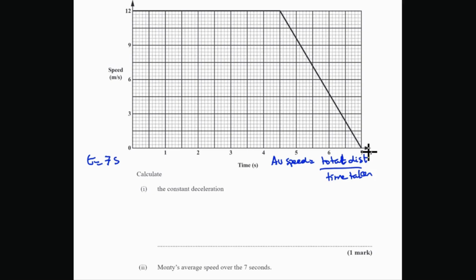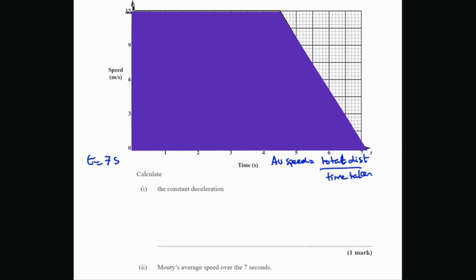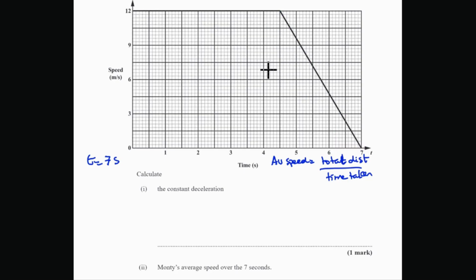Now we need to find the total distance covered. Because this is a speed time graph, if you find the area underneath this curve, this area here that I'm outlining, this area is going to be the total distance covered. Now you might recognize that this is a trapezium. A trapezium is 4-sided, and it has 2 parallel sides, which should be this one and this one.